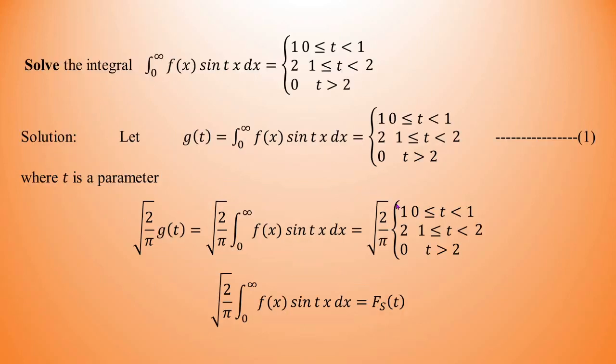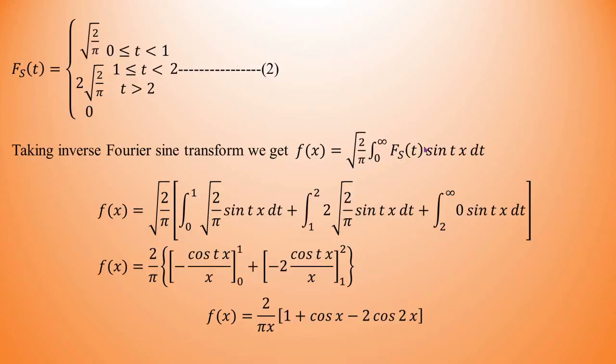But according to the definition, we have the range as 0 to 1, 1 to 2 and 2 onwards. So in order to put this fs of t, we will split the integral 0 to infinity into these 3 parts. What are the 3 parts? 0 to 1, then 1 to 2 and then 2 to infinity. From 0 to 1, what is fs of t? Root 2 by pi sin tx as it is. From 1 to 2, its value is 2 root 2 by pi sin tx as it is. Again from 2 onwards, its value is 0.